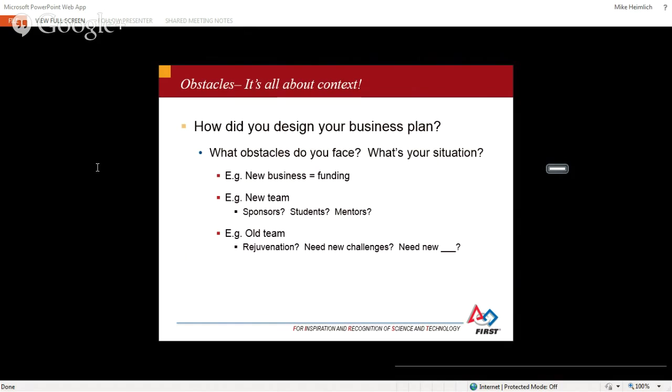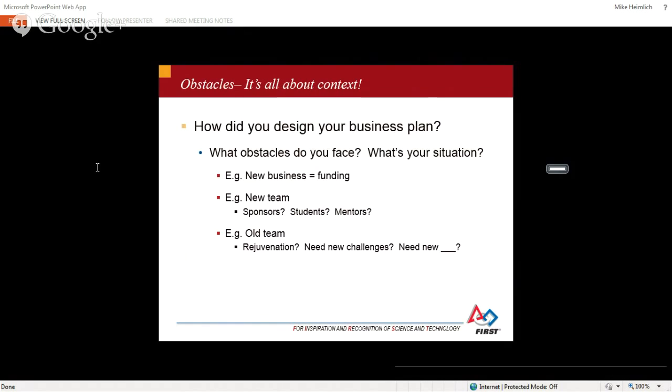Yeah, it's really important to identify a need for your business plan. So instead of just making one, you go, okay, it can serve a purpose for our team. It can help us achieve certain goals. And so you can see on the slide here that we've got a few examples of what obstacles teams might face and why you design a business plan to come around those.